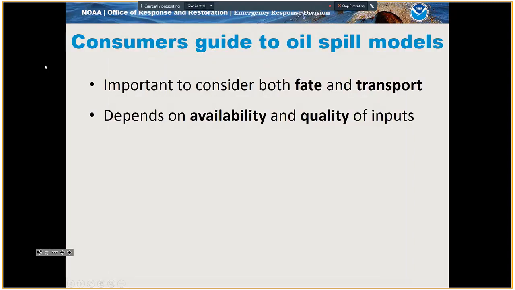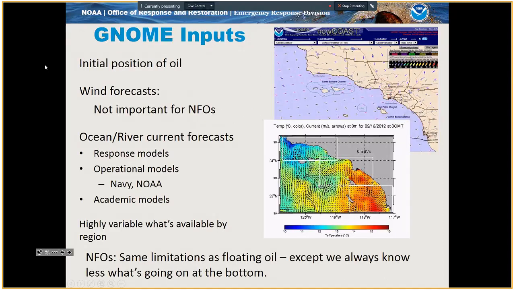So what you can do with modeling depends entirely on the availability and quality of the inputs. This is really, really key. So the kind of inputs we need, known as NOAA's oil spill transport model, we need to know the initial position of the oil. That's actually often uncertain, especially on day one. We need to know the wind. Now, for non-floating oils, wind doesn't have nearly the same kind of influence, so that's not a big issue.